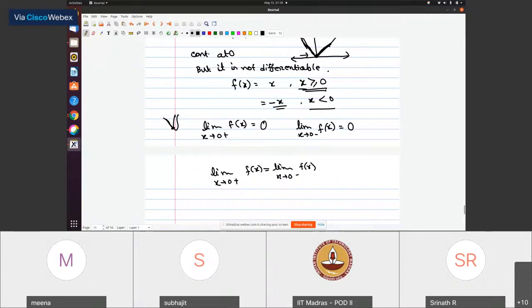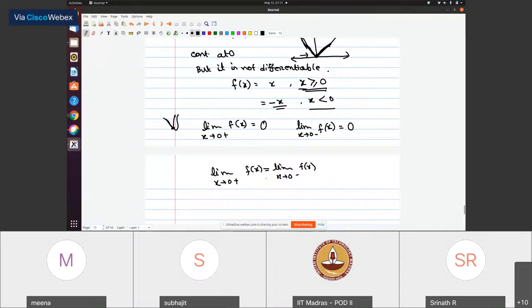When I am coming from the left hand side, if I am approaching 0, what is the value the function is approaching? For the previous one, I understood. For x greater than or equal to 0, when we are approaching 0, x can take the value 0 because it's greater than or equal to. But here x is strictly less than 0. Strictly less than 0. See, one minute.